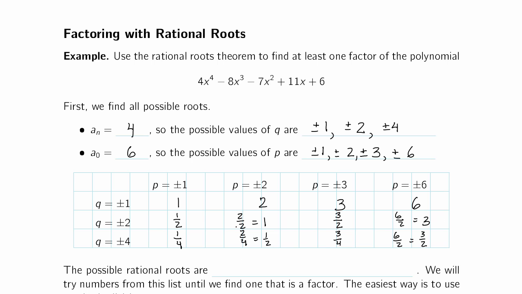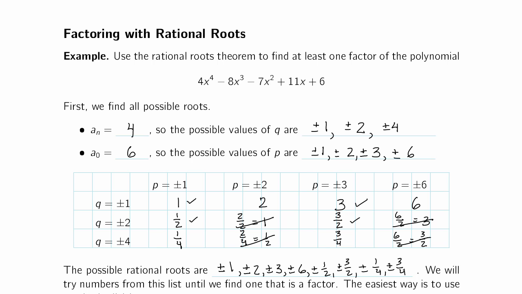So all of these ones that we could simplify, they had already showed up. So we don't need to include those twice. Our possible rational roots are positive or negative 1, positive or negative 2, positive or negative 3, 6, 1/2, 3 halves, 1/4, and 3/4. So we have a list of what? 16 possible numbers to try.